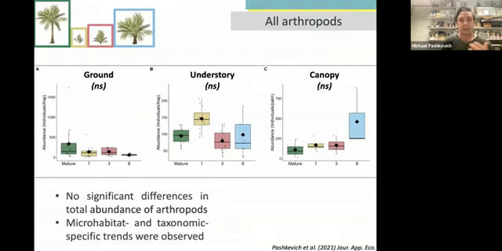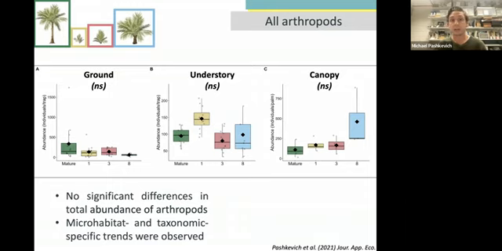And let's talk about some findings. So shown here are 3 box plots. On the x-axis are those different oil palm ages that I just mentioned. And on the y-axis is the abundance of insects per sample in 3 different microhabitats. So on the ground, in the understory, and in the canopy. Surprisingly, what we found is that actually there were no significant differences in the total abundance of arthropods across this range in any of our microhabitats.